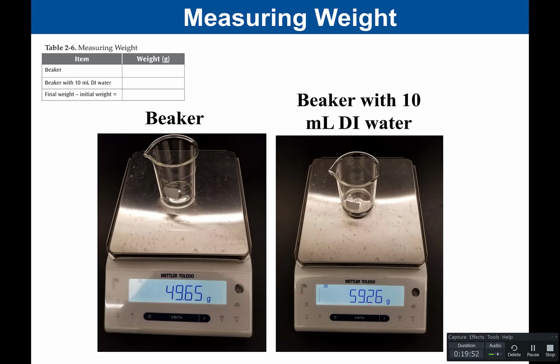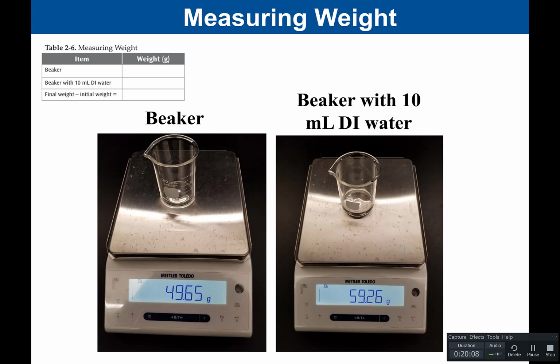So you're going to record that in table 2-6. To get the weight of the water, we're going to take the final weight, meaning the weight of the beaker with the water, and we're going to subtract out the weight of the beaker, and that will give us the weight of the water.